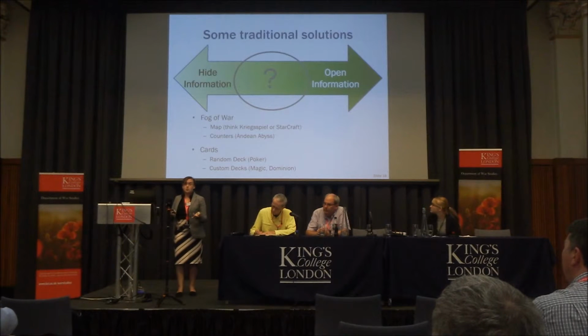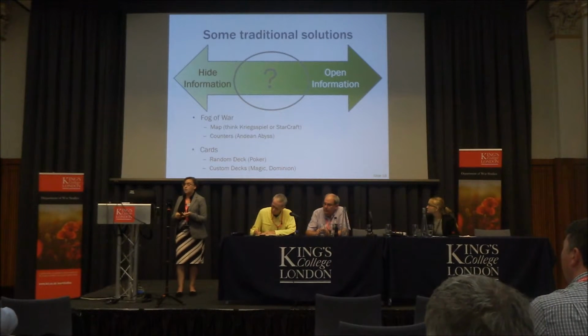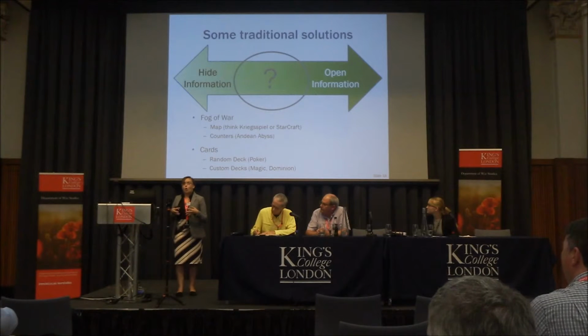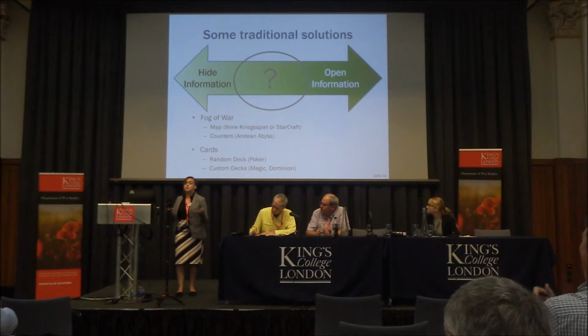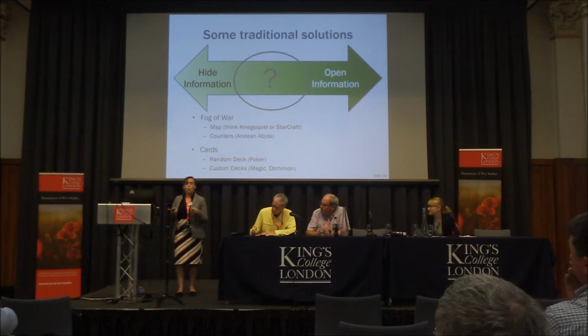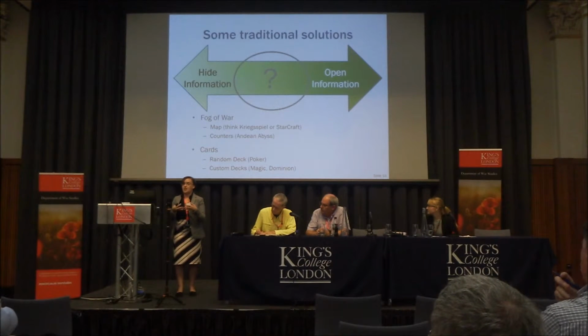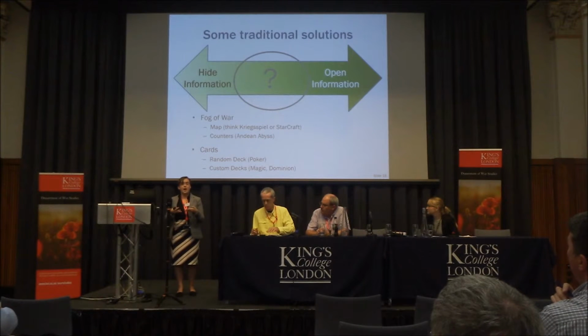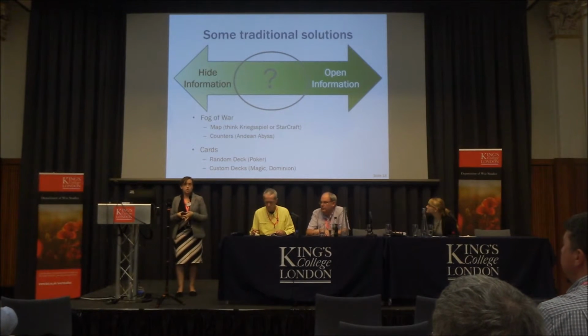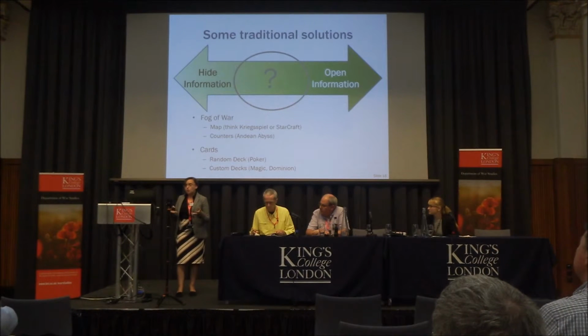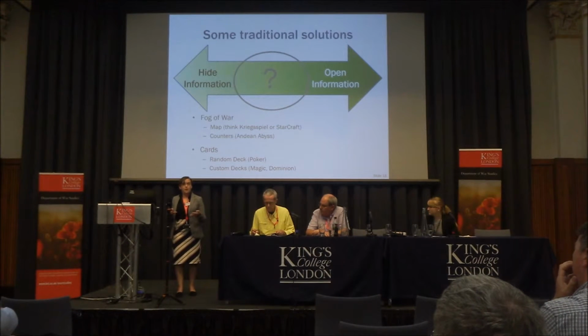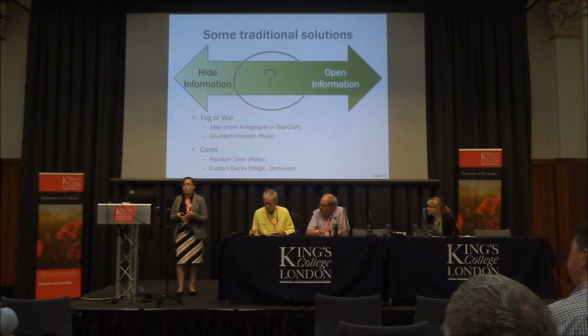There's also cards. Often cards are used to bring in randomized information, or you get something like a custom deck. So here you can do something like Magic or Dominion, where you have the hidden information of what cards were in your deck that you brought into the game, or what cards you bought over the course of the game. So that's a way for you to have concealed information from your opponent that still is sort of tractable and legible, because you could say, okay, what cards did you bring into the game?